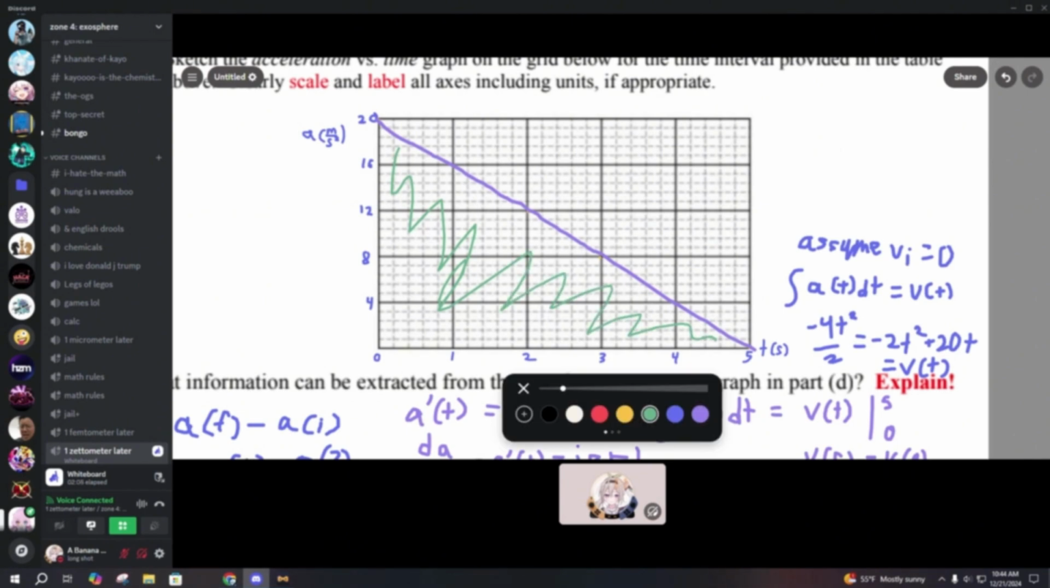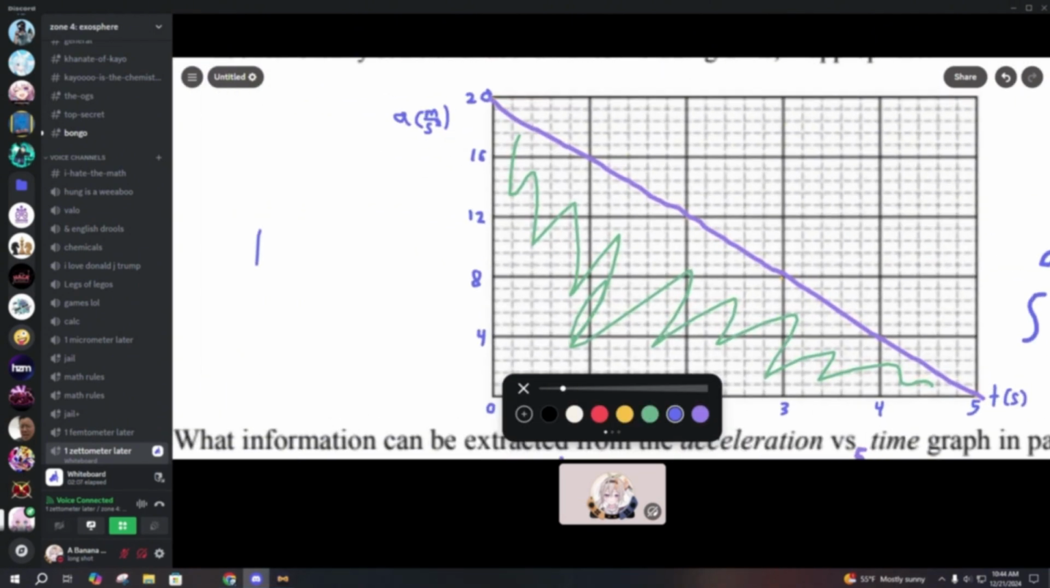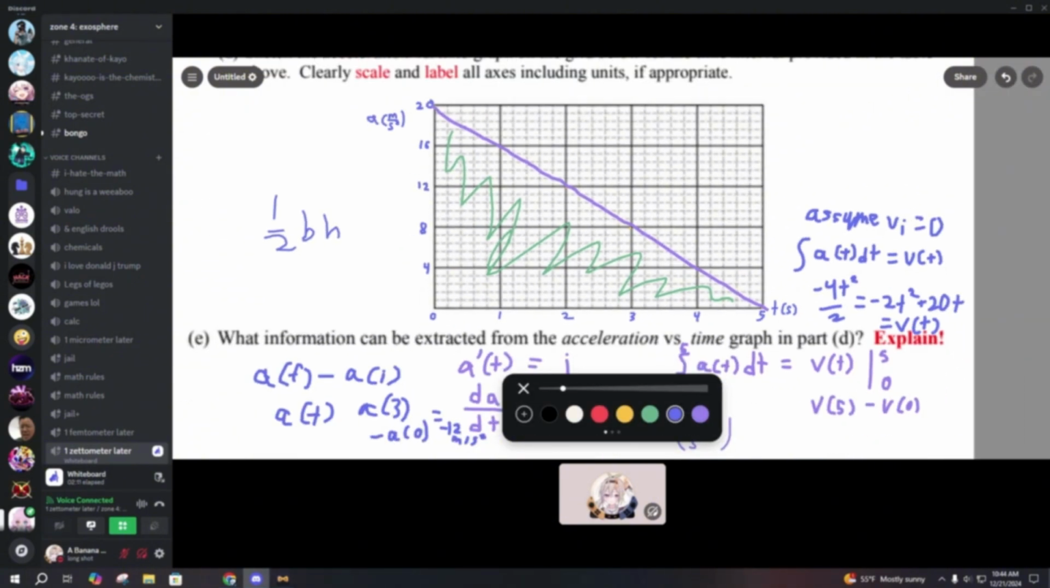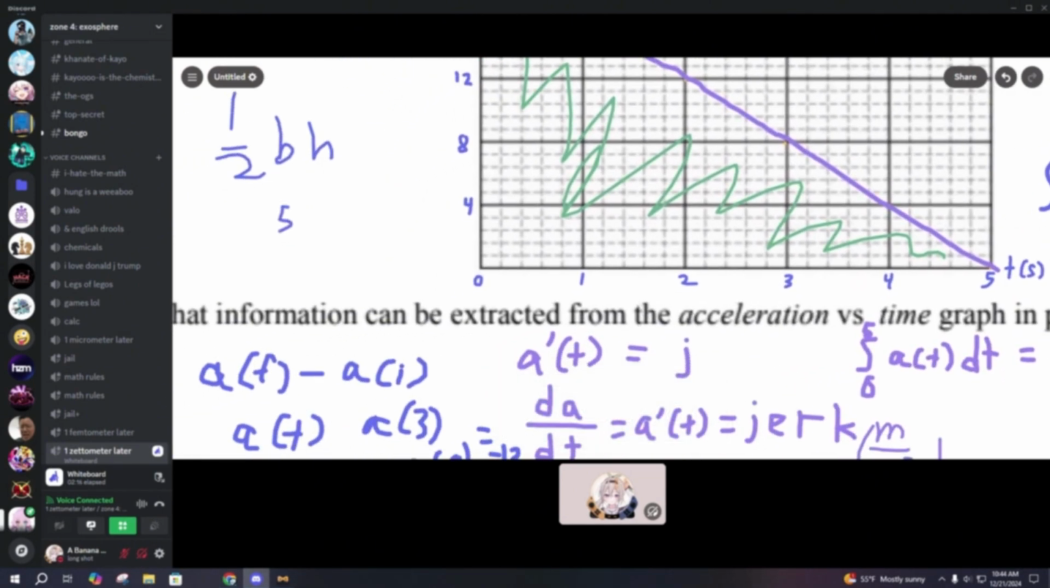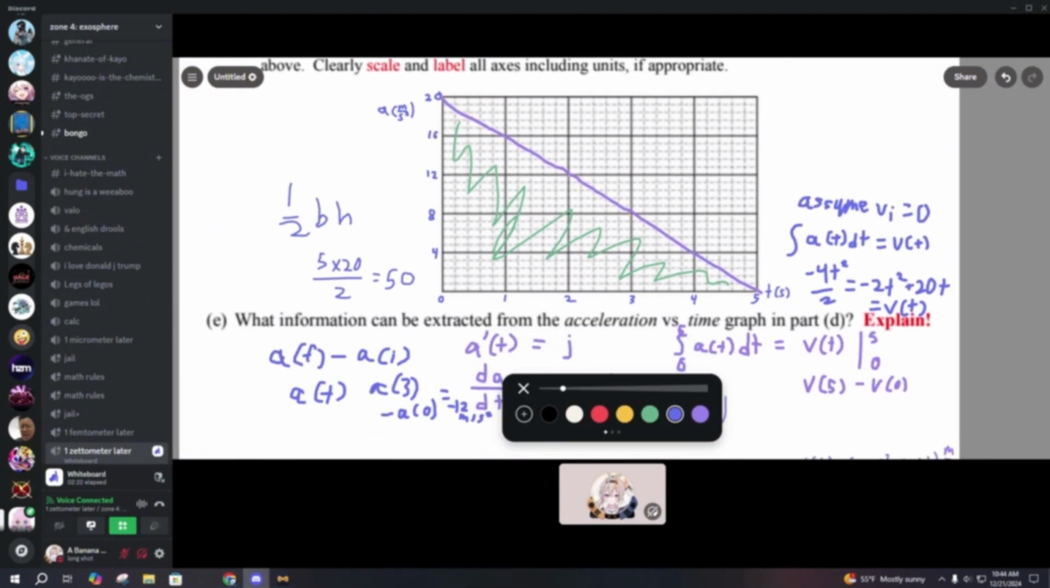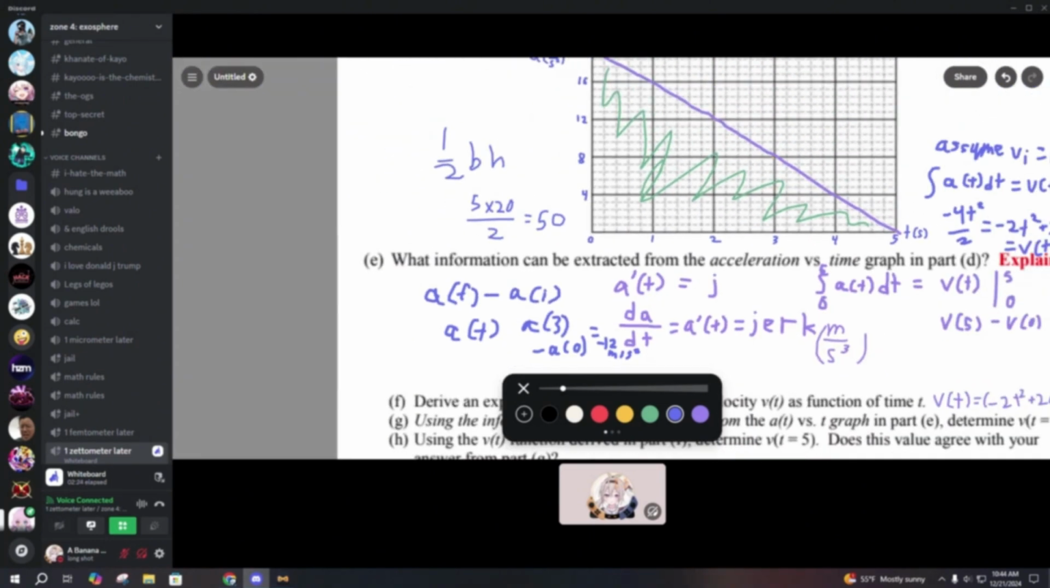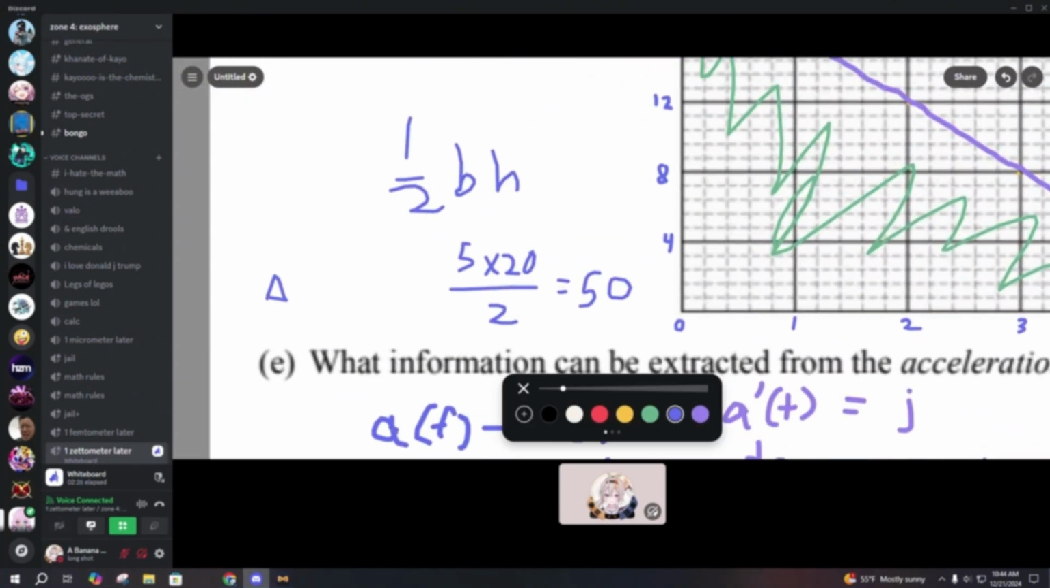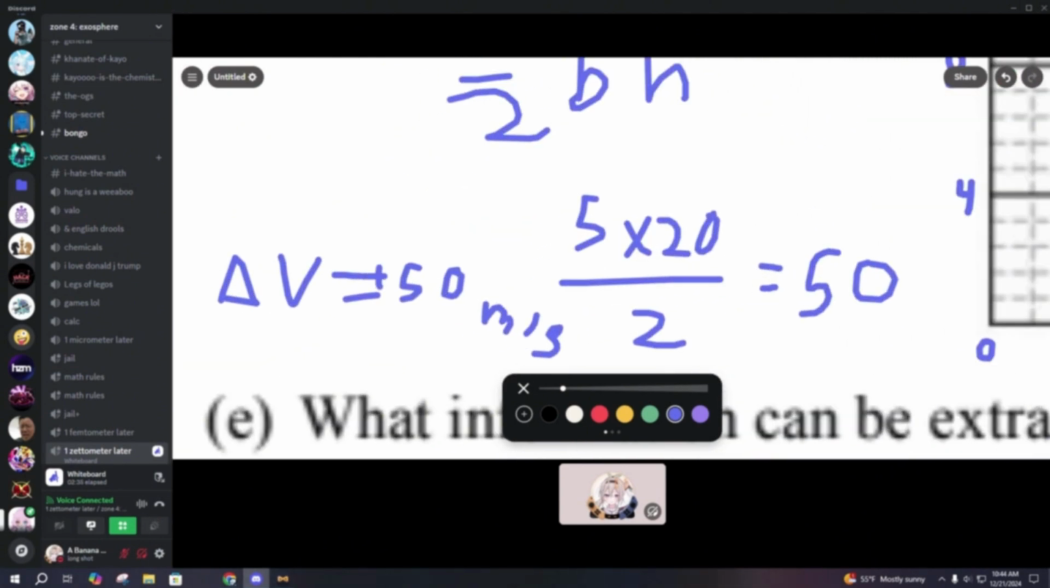It's a triangle, right? So I can do 1/2 base times height. Well, what's the base? 5. What's the height? 20. 5 times 20, half of that is equal to 50. So that shows me that the change in velocity over 0 to 5 is going to be equal to 50 meters per second. And because it's a vector, I need that positive sign.